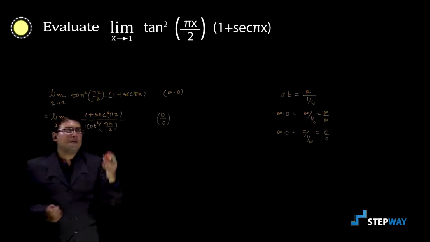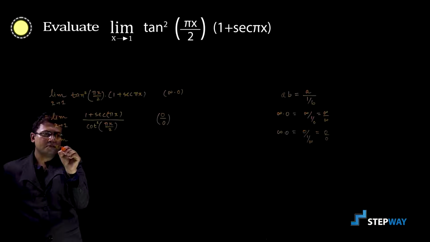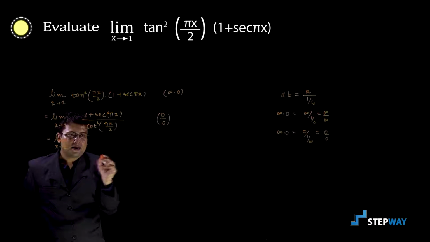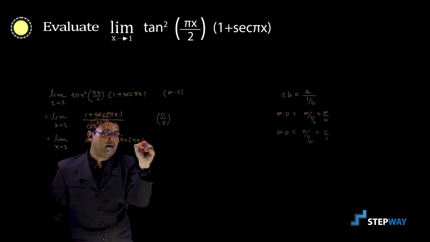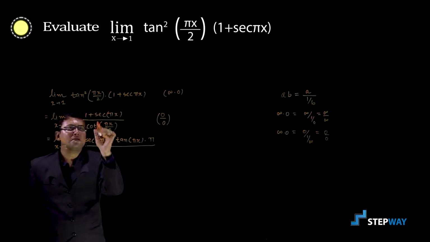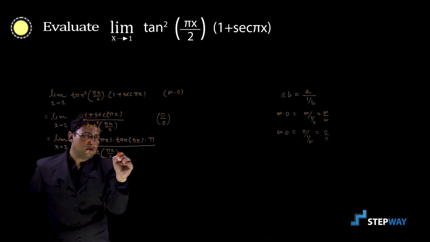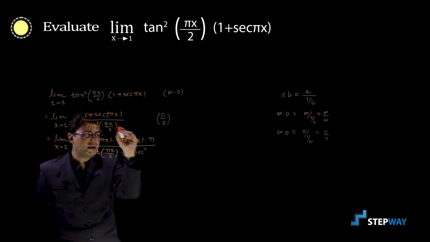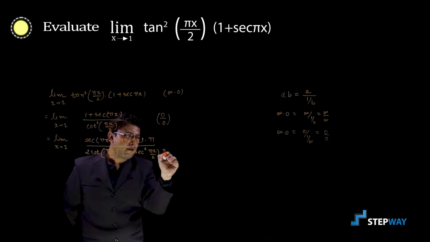Now we apply L'Hopital rule, we differentiate numerator and denominator separately, so we get limit x tends to 1, differentiation of 1 is 0, differentiation of sec x, that is sec x into tan x, so we get sec pi x multiplied by tan pi x and multiplied by differentiation of pi x, that is pi, divided by differentiation of cot square, that is 2 cot, angle is pi x by 2. Now multiplied by differentiation of cot, that is minus cosec square, angle is pi x by 2, and multiplied by differentiation of pi x by 2, that is pi by 2.